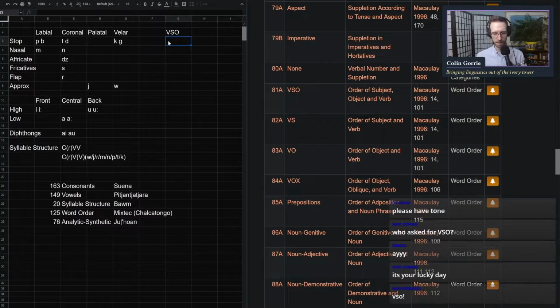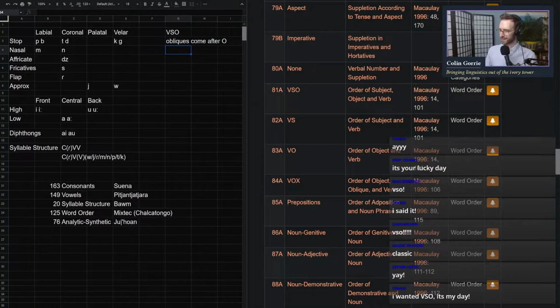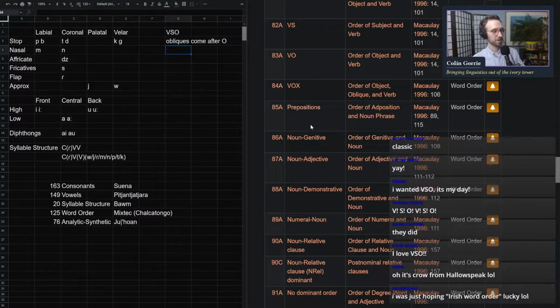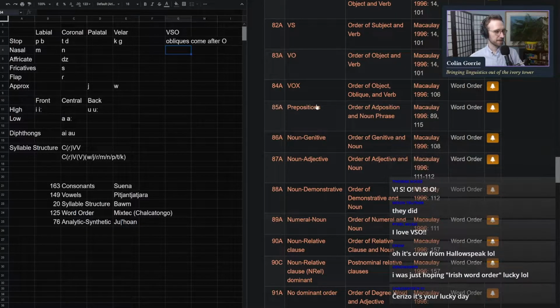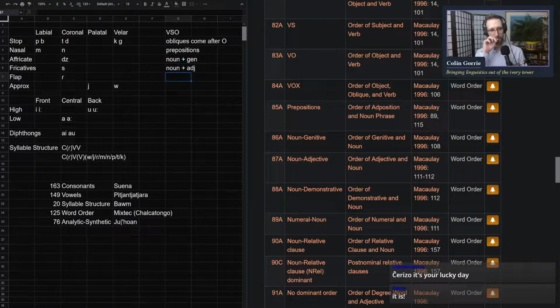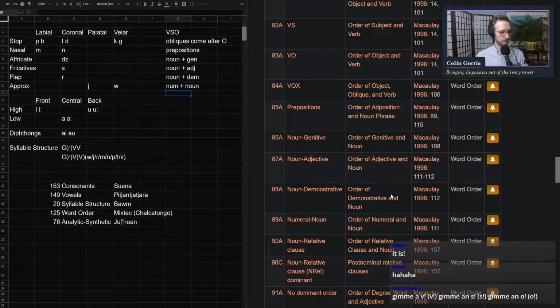The obliques come after the object. That's another one. VSO. The random number spirits are with us today. Although if they were really with us, we would have had Pirahã for something. But I digress. So we have prepositions. We have noun genitive order. We have noun adjective order. We have noun demonstrative order. We have numeral noun order. We have noun plus relative clause.